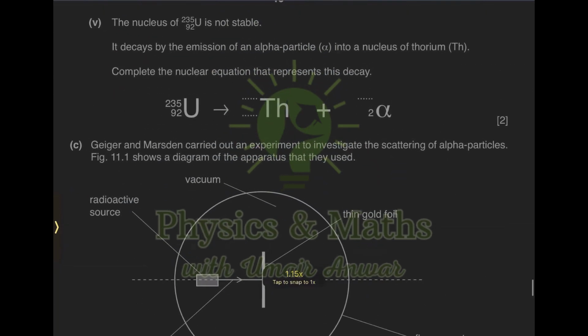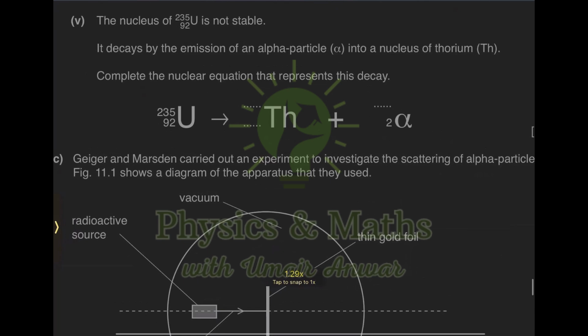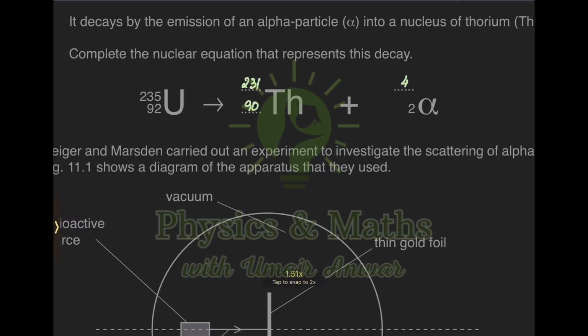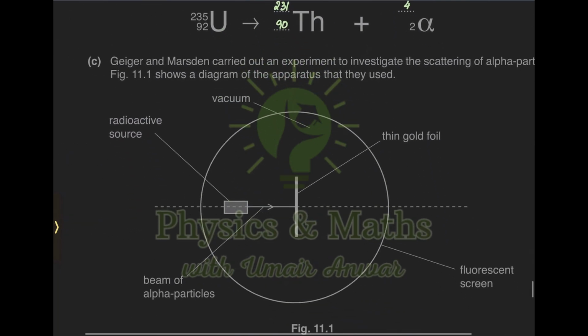The nucleus of uranium is not stable. It decays by emission of an alpha particle into a nucleus of thorium, Th. Complete the nuclear equation that represents this decay. For alpha, the proton number is 2. The nucleon number for alpha is 4 because it consists of 2 protons and 2 neutrons. Now for the thorium, the proton number is going to decrease by 2, so that 90 plus 2 becomes 92, and the nucleon number is going to decrease by 4, so it will be 231 for the thorium.